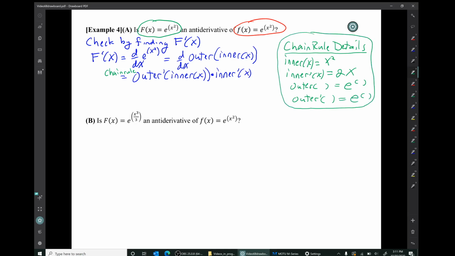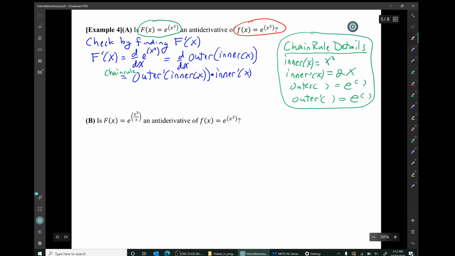So to find the derivative of capital F, we have to use the chain rule because capital F is of the form of a nested function, an outer parentheses, inner parentheses x. So we use the chain rule. The derivative of the inner function is easy. The derivative of x squared is just 2x. The outer function is an empty function, e to the parentheses, so its derivative is also e to the parentheses.